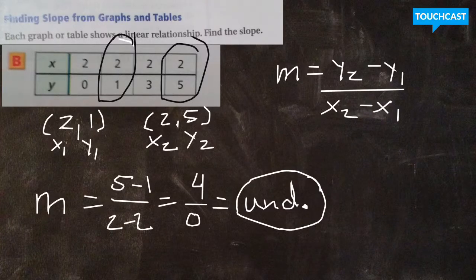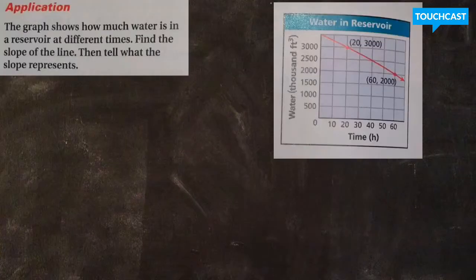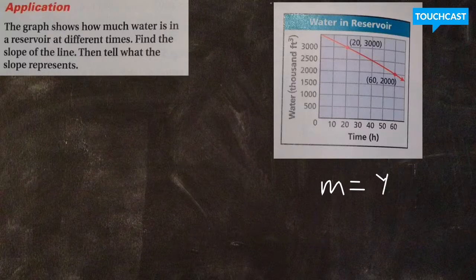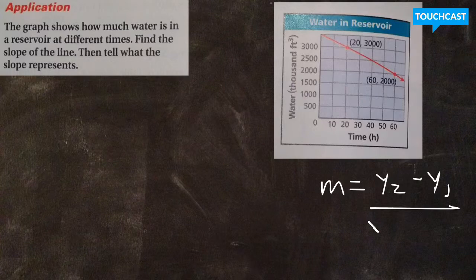Let's take a look at our next example. Alright, so the graph shows how much water is in a reservoir at different times. We need to find the slope of the line and then tell what the slope represents. So first, let's write out our slope formula. M equals y2 minus y1 over x2 minus x1.